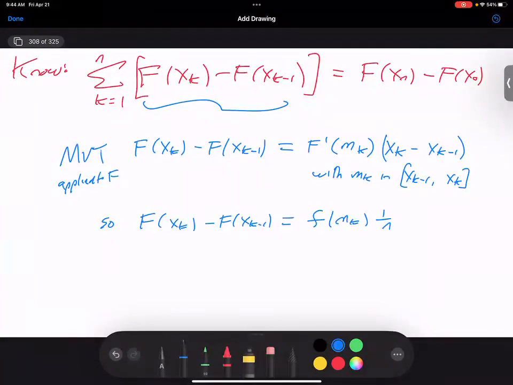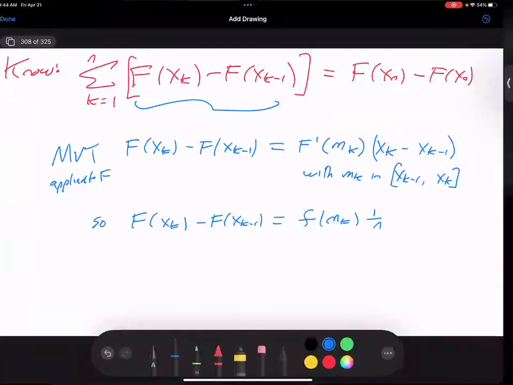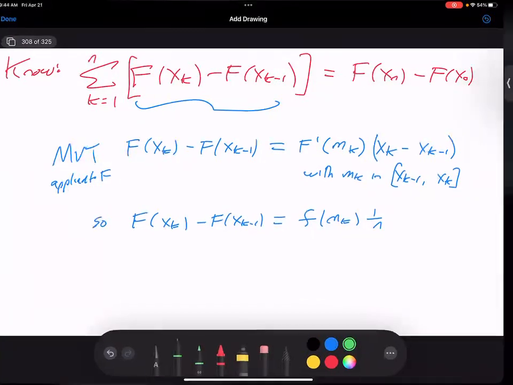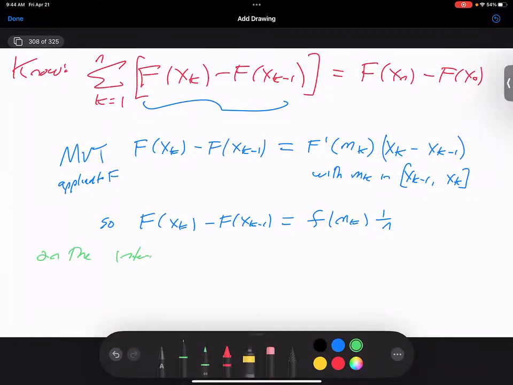So if you think about what's going on, on the interval x_{k-1} to x_k, we have f(l_k) ≤ f(m_k) ≤ f(u_k). Because on this interval, f(m_k) can't be smaller than the smallest value in the interval, and it can't be larger than the largest value in the interval.